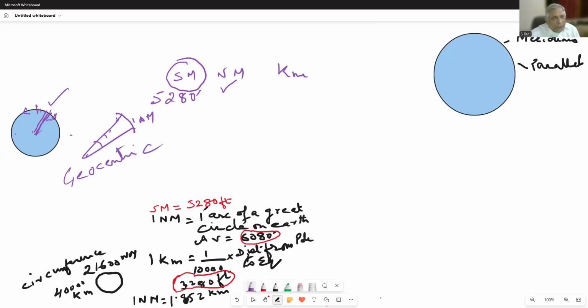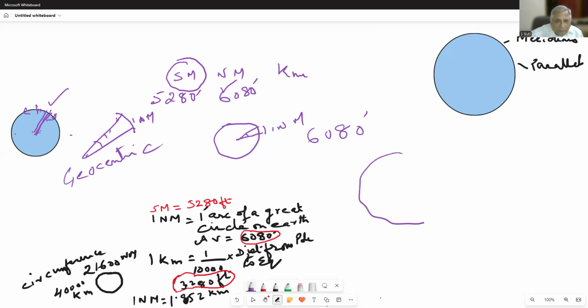For our day-to-day use, we take Earth as a perfect sphere with only one center. And the average length of 1 minute of a great circle, or 1 minute at the center of the earth, is called 1 nautical mile, and its distance is 6080 feet. And we call it an average length, 6080 feet.